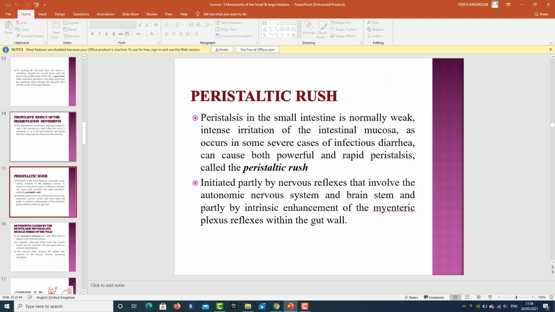We should be knowing about the peristaltic rush as well. The peristalsis in the small intestine is normally weak. Intense irritation of the intestinal mucosa, as occurs in some severe cases of infectious diarrhea, can cause both powerful and rapid peristalsis called the peristaltic rush. It is initiated partly by the nervous reflexes which involve the autonomic nervous system and brainstem, and partly by intrinsic enhancement of the myenteric plexus reflexes within the gut wall.